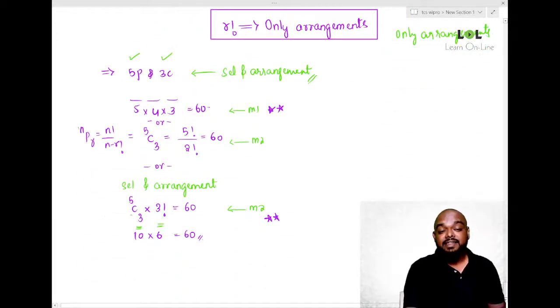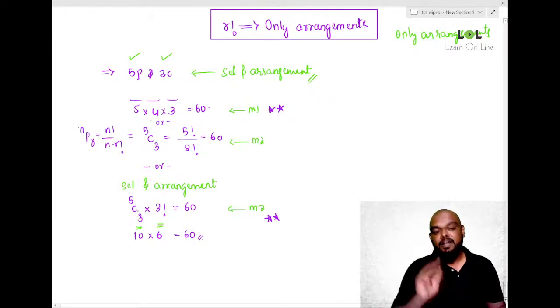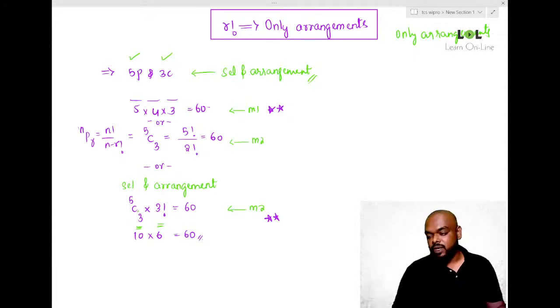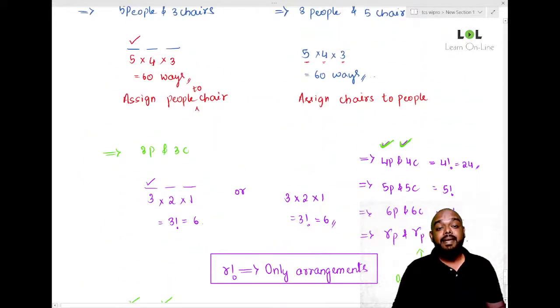We already selected 3 people, in 5C3 ways. Now we have only 3 people with us. For them, 3 chairs are there. So we can arrange them in only 3 factorial ways. Selection, 5C3 ways. Arrangement, 3 factorial ways. So selection and arrangement, we will get 60 ways. Am I clear, Manohar, now? Am I clear with this problem? Did you understand this method, Bari? Please confirm. Third method. Yes, excellent.